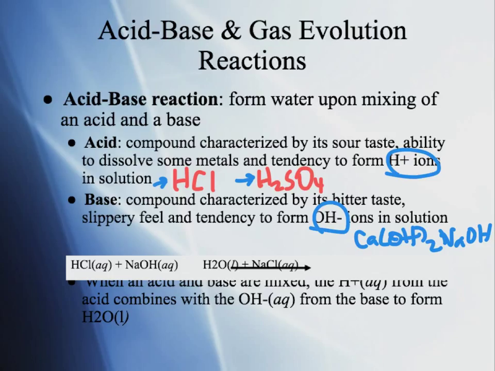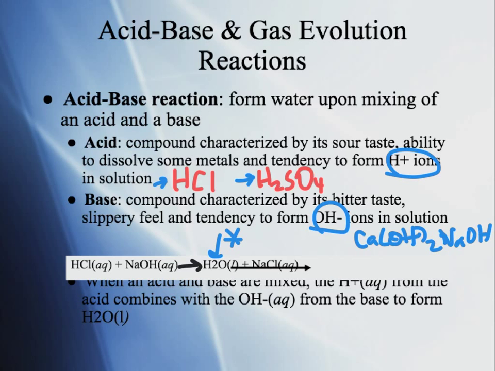Okay, so here is an acid-base equation. Hydrochloric acid plus sodium hydroxide react to form water. So here is our key: acid-base reactions form water upon mixing of an acid and a base. This is also called a neutralization reaction because we're neutralizing the acid and base by making water, which is a neutral substance. So if you have an acid spill, one way to get rid of it is to neutralize it with a base, or if you have a base spill, you can neutralize it with an acid.